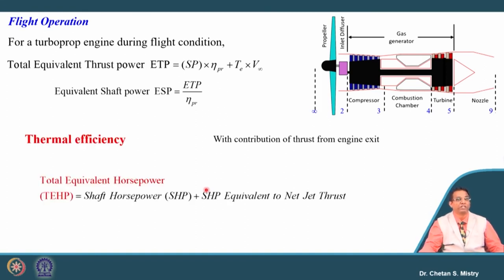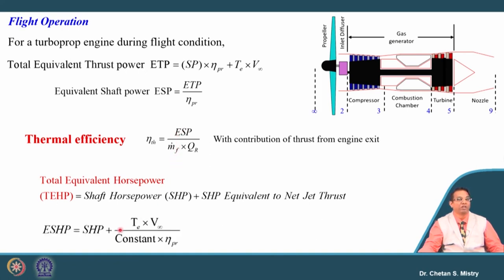Here we have the term called thermal efficiency. If we are taking the contribution because of equivalent thrust power, then we need to calculate the thermal efficiency not based on shaft power, but we need to consider equivalent shaft power. Do not get confused here. It's specifically mentioned: if we have a contribution because of engine exit or the thrust generated by the nozzle also, then in place of shaft power we need to take equivalent shaft power divided by mf into Qr.